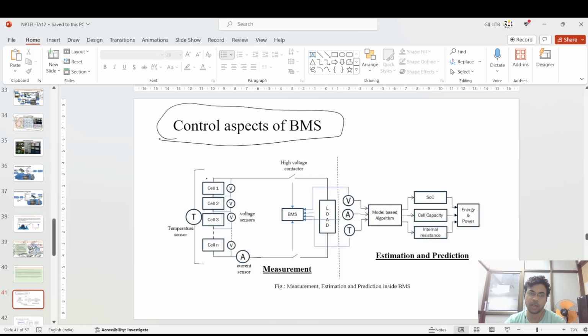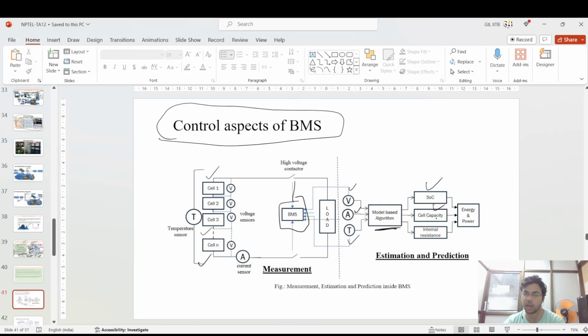And in BMS, I have already told in the few previous lectures that you have multiple cells connected in series and parallel based upon the current and the voltage rating. Inside of that, the central system is the BMS, which senses the voltages and the current, and the contactor control is also there. And then it is connected to the sensors, that is a voltage sensor, ammeter, and the temperature sensor.